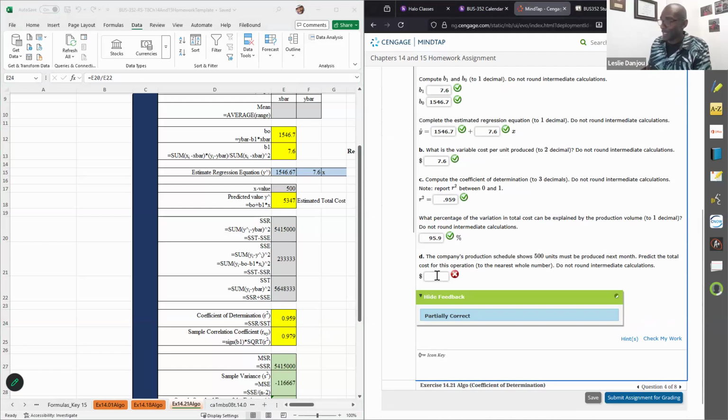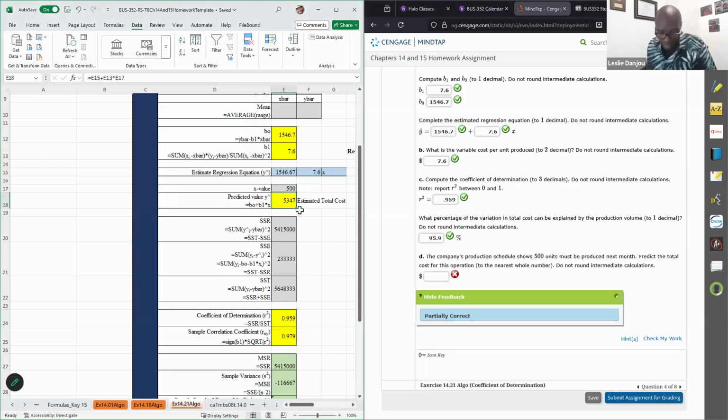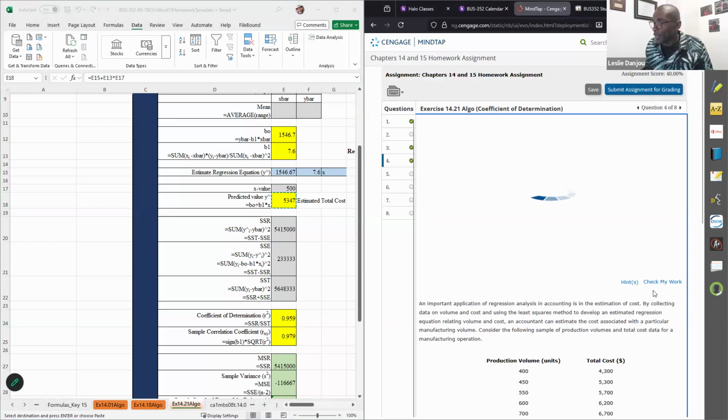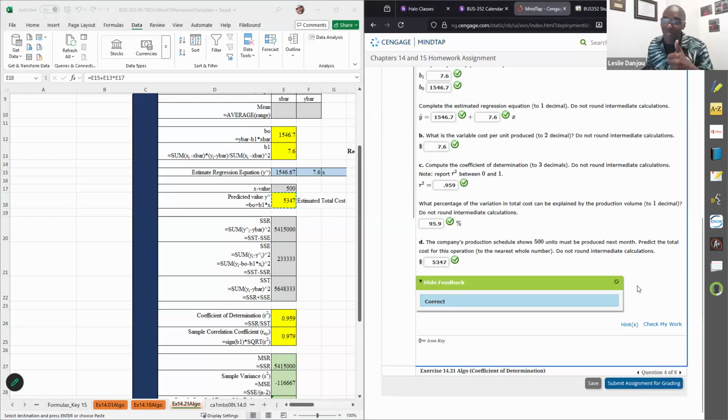All right, last but not least, if you have a prediction of 500, what is your predicted Y value? And they want it to the nearest whole number. So you can literally just put in whatever number they provide you. It could be 600, it could be 500, it could be 200, whatever number, put it into the X and just then type in this number. I'm just going to copy and paste. Check my work. Good work.